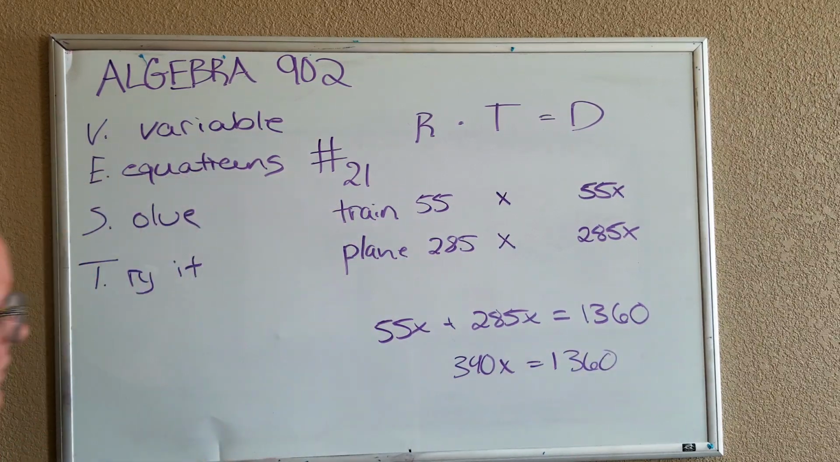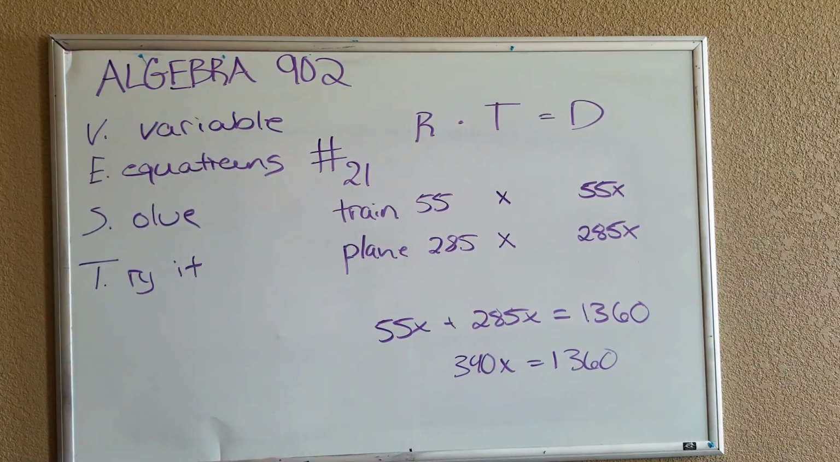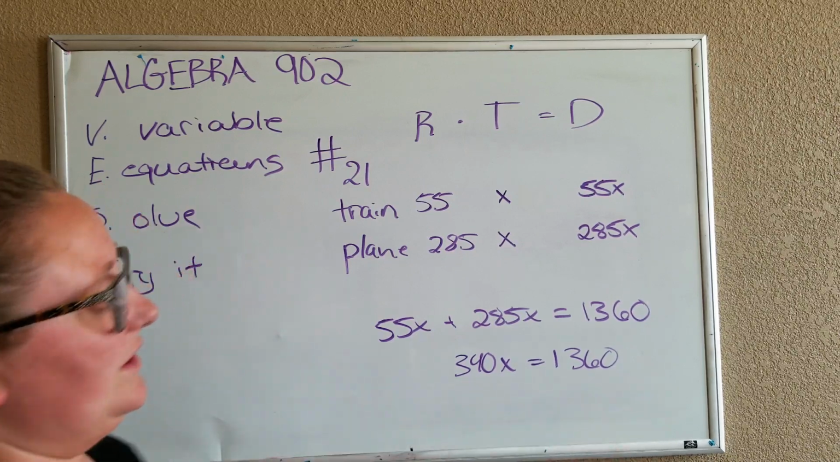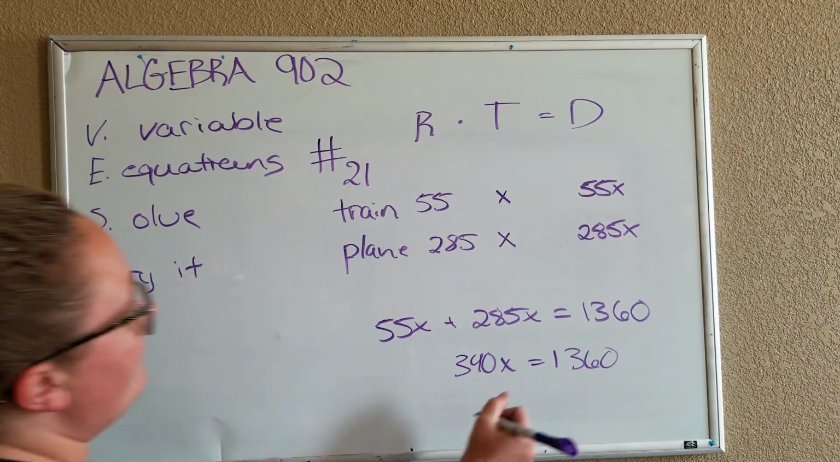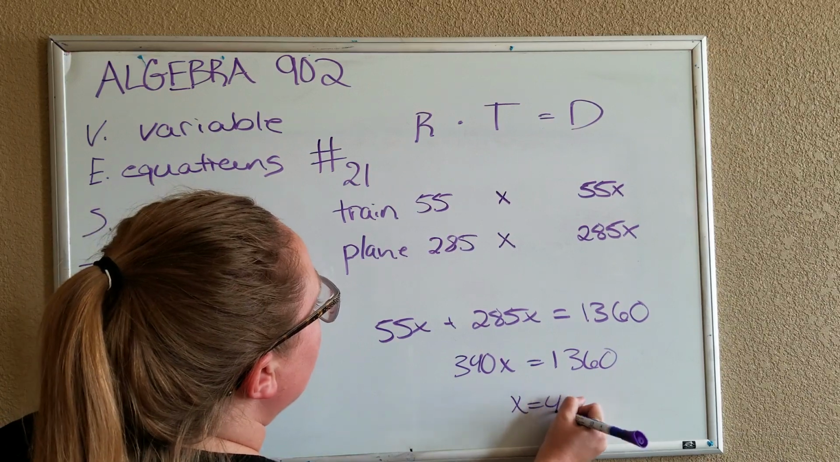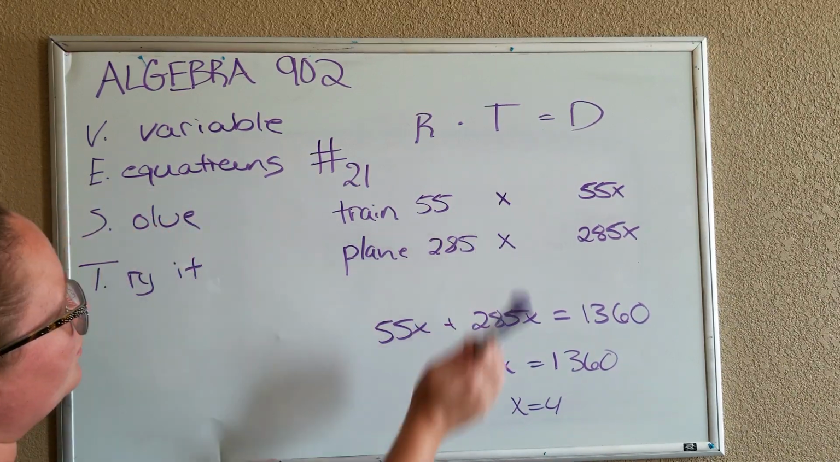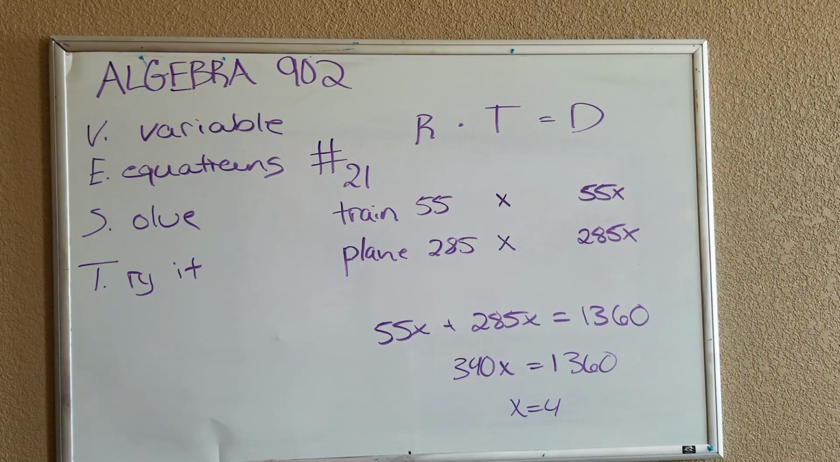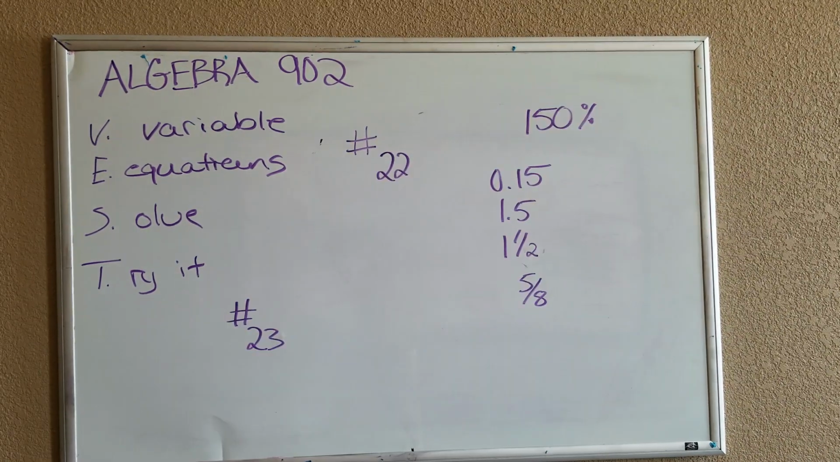All right, so 340X equals 1,360. So this 340 is multiplied to X. You move it over and divide, and you end up with 4. So it took 4 hours by train, and it took 4 hours by plane. So altogether, the trip took how many hours?